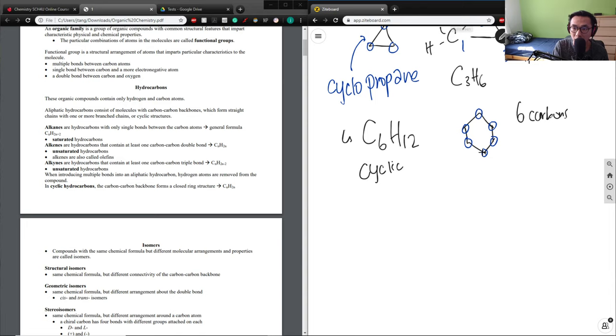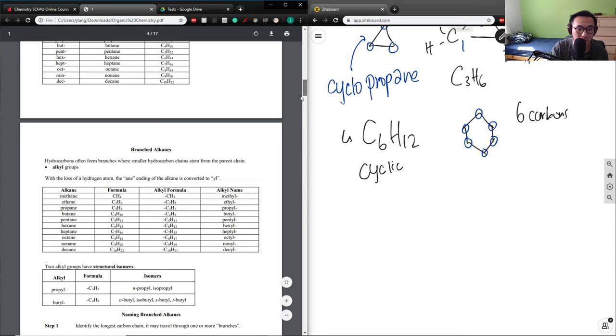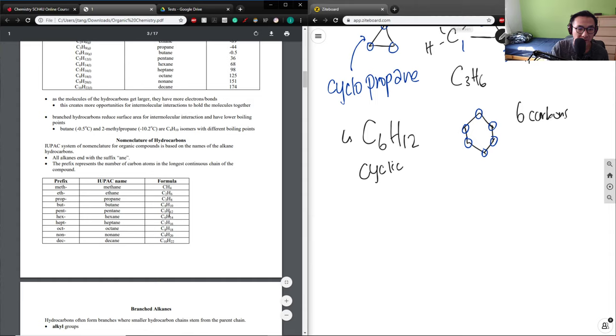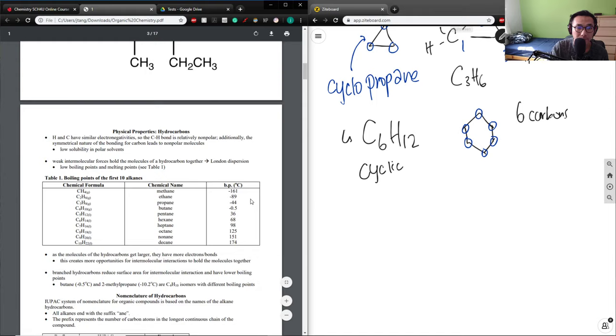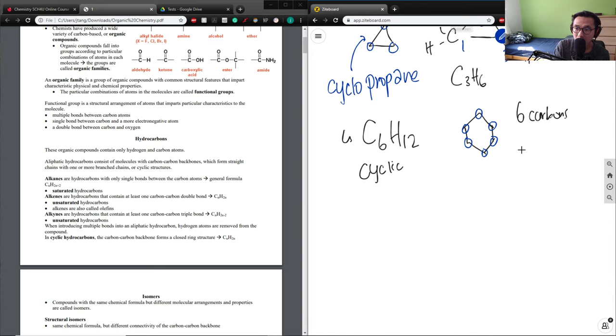How do we name this? First, we can say six carbons. Let's go to our chart because we haven't done six yet. So 1, 2, 3, 4, 5, 6: C6 is the prefix hex. We're going to use that. So this is hex, and they're all single bonded to each other, so this is hexane. And because it's in a cyclic form, this would be cyclohexane.